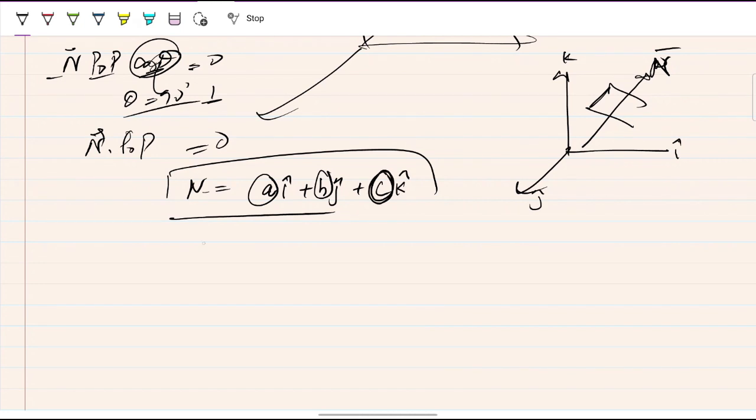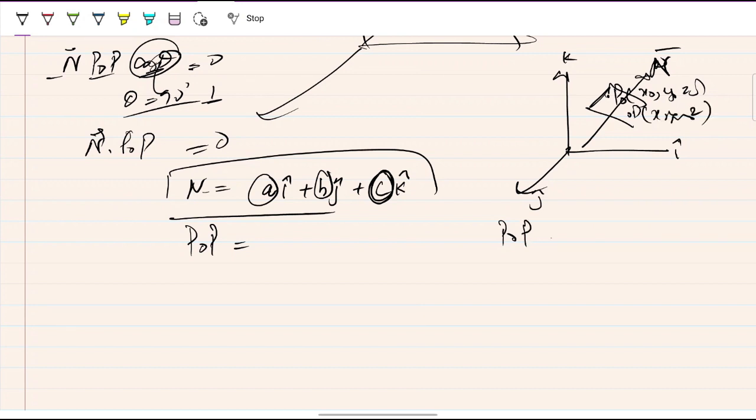P naught P is actually a line that can be given in terms of the points. P naught has coordinates x naught, y naught, z naught, and the point P has coordinates x, y, and z.